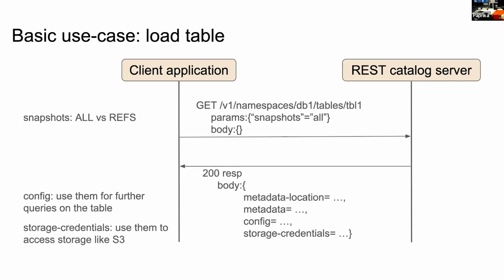It contains metadata location, the table metadata. It has, well, basically everything about the table, like the schema, the partition spec, the list of snapshots, the parameters of the table, everything you can imagine. And then there are two additional fields, the config and the storage credentials. So the config is used on the client side when it communicates with the REST server. So it says that whenever you communicate with me with regards to this table, please use this config.